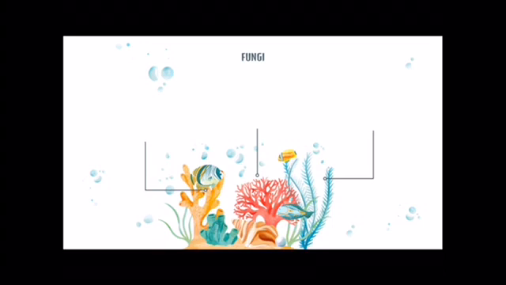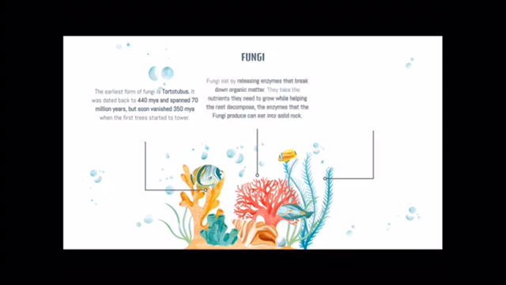So this slide is dedicated to fungi, and it says that Tortotubus was one of the earliest fungi dating back 440 million years ago. It spanned about 70 million years, and they vanished 350 million years ago when the first trees started to tower. So fungi eat by releasing enzymes that break down organic matter. They take the nutrients they need to grow while helping the rest decompose. The enzymes that fungi produce can eat into solid rock.